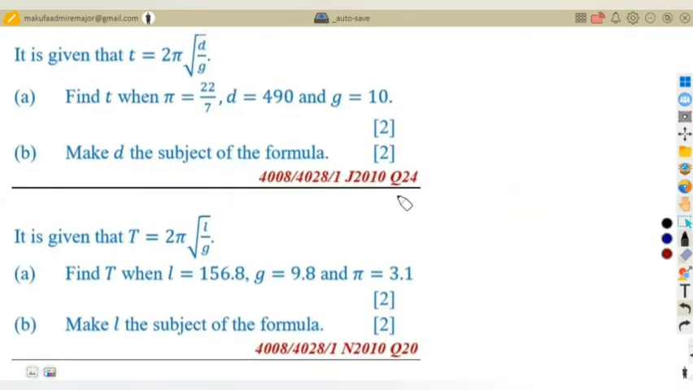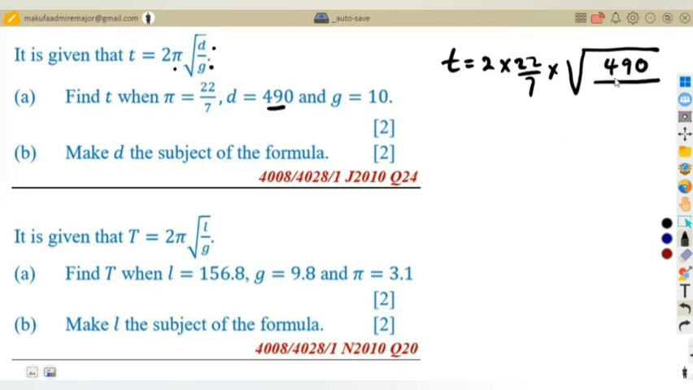And on this part, we're given T is equal to 2 pi, the square root of D over G. Find T if pi is this. So here we're just substituting. T is equal to 2 times pi, 22 over 7 times the square root of D over G, D being 490 over G being a 10. So T was going to be equal to what? So here we can cancel the square root of 49, which is plus or minus 7. So we are going to cancel 7 into plus or minus 7, that is plus or minus 1.